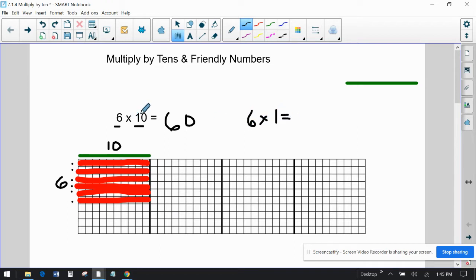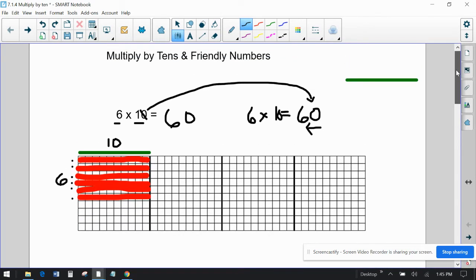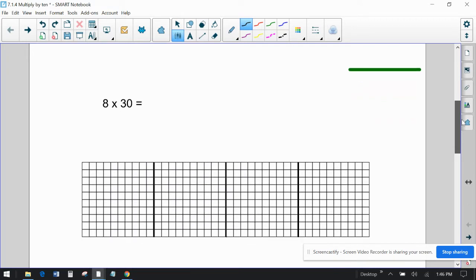So you're crossing that 0 off and you're doing 6 times 1 is 6. And then after you've crossed the 0 off, you replace it in the ones place. That shifts that 6 over one place value slot. And in this case, it pushes it over to the tens place. So the answer, 6 times 10 is actually 6 times 1 times 10. Okay, so it's 60.